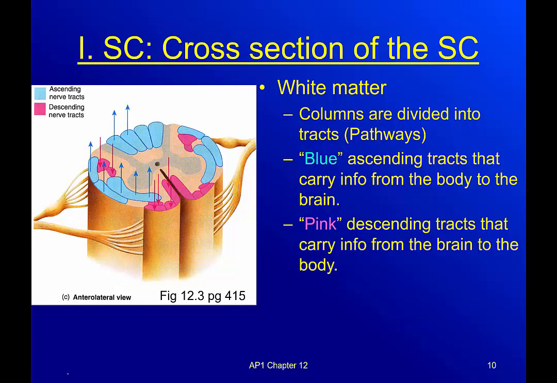Okay, so let's talk about the white matter. Remember what I said about the white matter. It's a highway. It just carries information. So I've got two types of information. I've got ascending information, meaning that it's going toward my brain, and I've got descending information. The pink areas are descending, meaning that my brain is going to tell my body to do something. So the blue are the ascending tracks that carry information from my body up to my brain. The pink are the descending tracks that carry information from my brain out into my body.